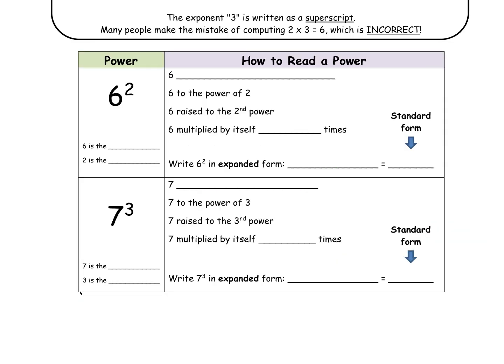Next, let's talk about how to read a power. So when you look at this 6 here, and this exponent is 2, the way that we read that is 6 squared. We can only say 6 squared when the exponent is 2. So 6 is the base, and 2 is the exponent.